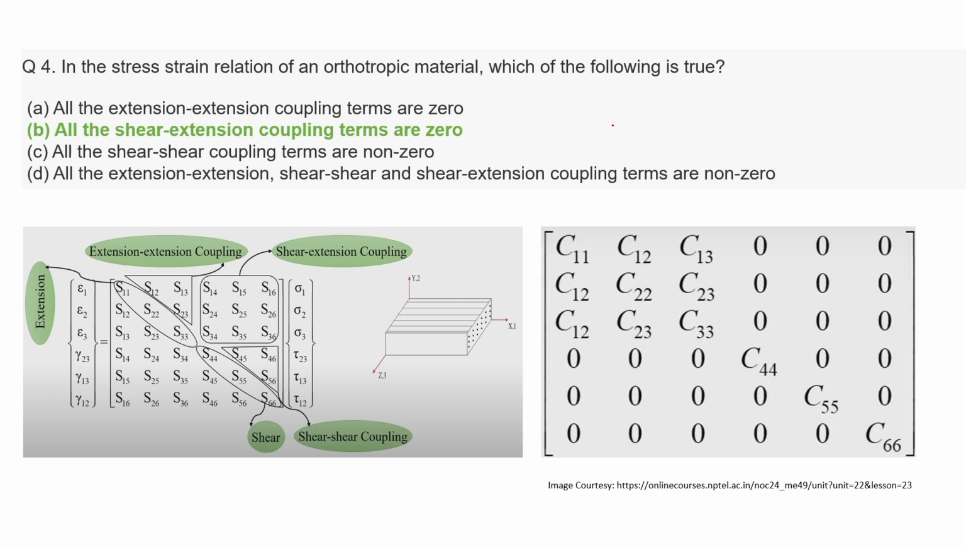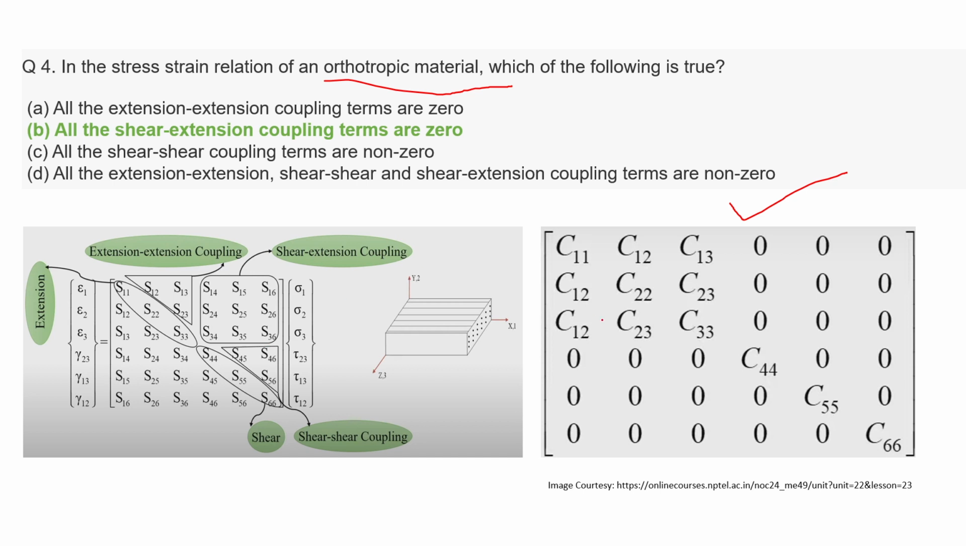Now question number 4. The same kind of question, but here they ask, in the stress-strain relation of an orthotropic material, which of the following is true? Here you can see this is a stiffness matrix of an orthotropic material. The stiffness matrix and the compliance matrix can be interrelated by just taking the inverse of it. But the portions which are showing 0 will remain the same. How these portions became 0, the derivation is already shown by sir in the class. But you can directly relate the stiffness or compliance matrix of an orthotropic material.